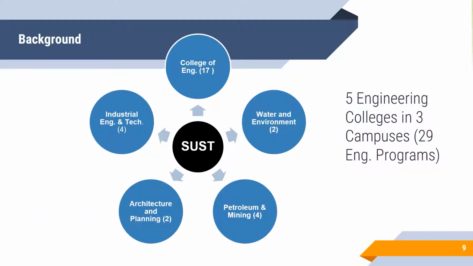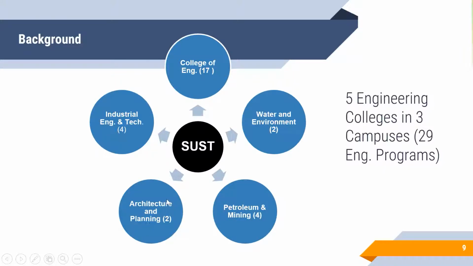Among these 25 colleges, there are 5 colleges for engineering, and here is the main problem, because these 5 engineering colleges have 29 programs, but distributed in 5 colleges among 3 campuses, and the campuses are a little bit far from each other. So we have the College of Water and Environmental Engineering, with 2 departments about water and environment, and Petroleum and Mining Engineering, which I belong to, where there are 4 departments.